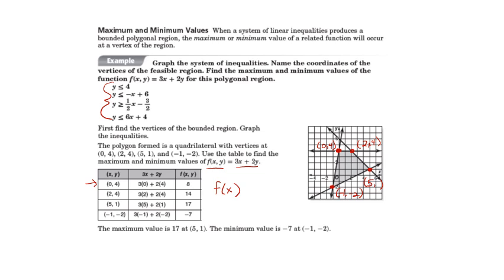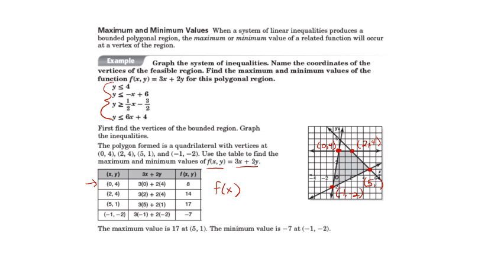Then we do the same thing with (2, 4). So we substitute 2 for x, 4 for y. 3 times 2 is 6. 2 times 4 is 8. We add those together, we get 14. We do the same thing with (5, 1). Substitute that in, and we get 17. And finally, we substitute in (-1, -2), and we find that that value is -7.